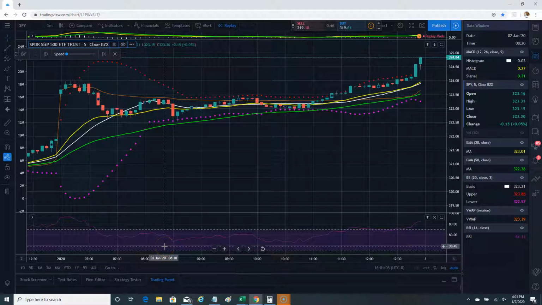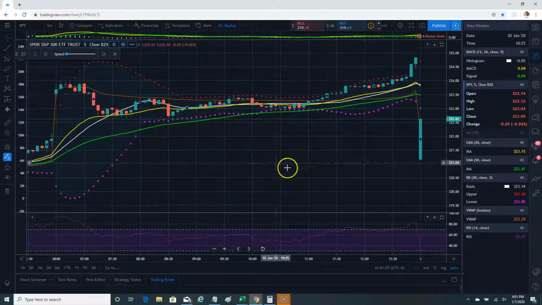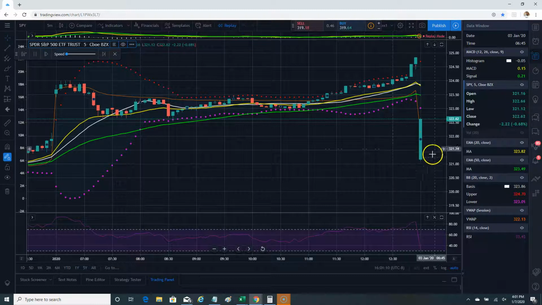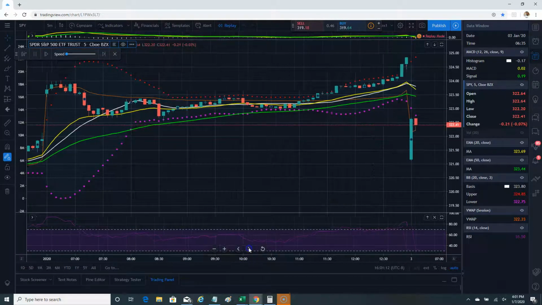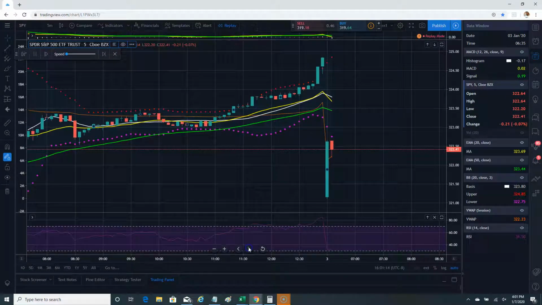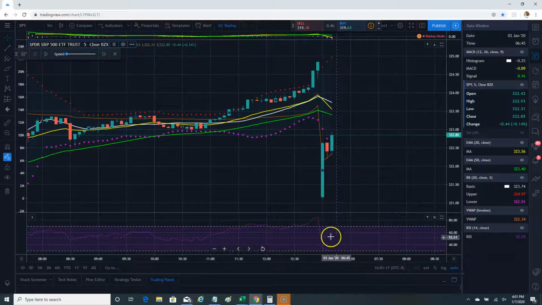Oh yeah, the speed is slow. So every 5 seconds, here you go, you will see a new candle appear. So just watch the screen. Every 5 seconds, we get a new candle. There you go.